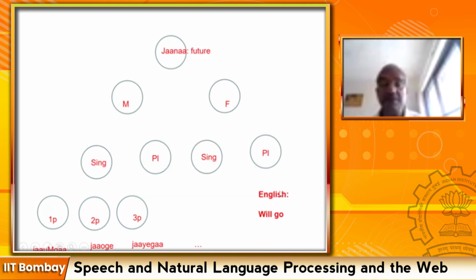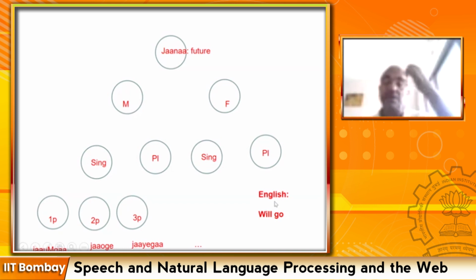But compare with English. English has for all these three, jaunga, jaoge, jaega, a single transformation: will go, will and go. Also note that the auxiliary will is different from go. There is a space between will and go. So the auxiliary verb is separate from the main verb go. But in case of Hindi, the suffix indicating gender, number, and person is attached to the word.